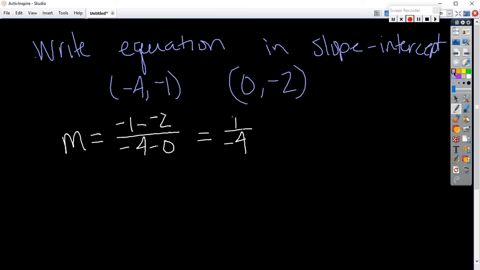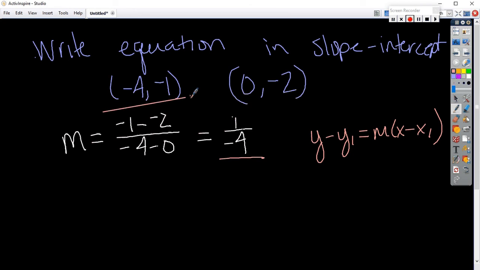So if I wasn't told what form the equation of the line needed to be in, I could just plug in point slope form at this point and be done, right? Remember, point slope is y minus y1 equals m times x minus x1. What's the point of point slope though? Well, if you're given a point and a slope, it's the easiest form to use. You're just finding the equation of the line.